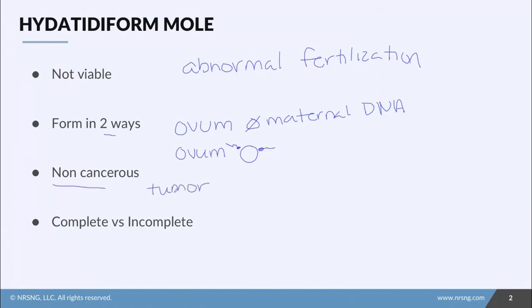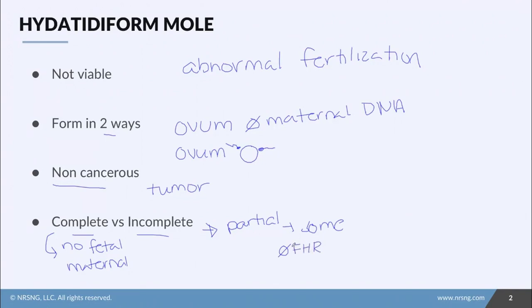A molar pregnancy can either be complete or incomplete. So let's talk about that. A complete means there's no fetal material. So there's nothing fetal about it. It's just a molar pregnancy. And you'll see I have a picture on the next slide to show you. With an incomplete, it means it's partial. So a partial molar pregnancy. With partial, it means there might be some fetal material, but no fetal heart rate ever present and never viable.